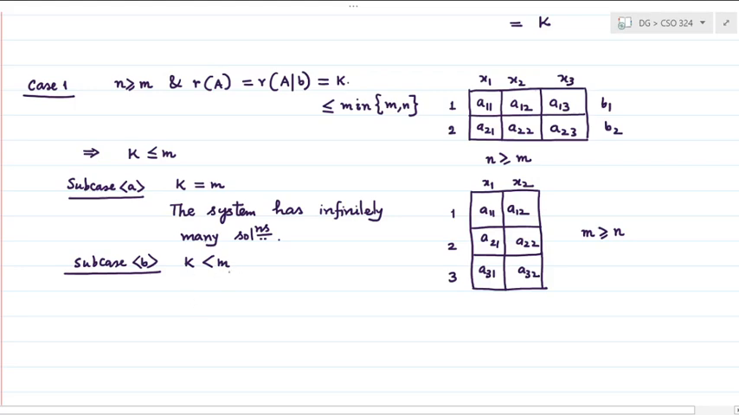Fine. And for k less than m, that means the rank is less than the number of equations. So for instance, if I have this 2 by 3 system, and in this case the rank is equal to 1, then another equation is just redundant. That means another row of the matrix A is linearly dependent on the other row, so one particular row is completely redundant, and therefore obviously it will have again infinitely many solutions.